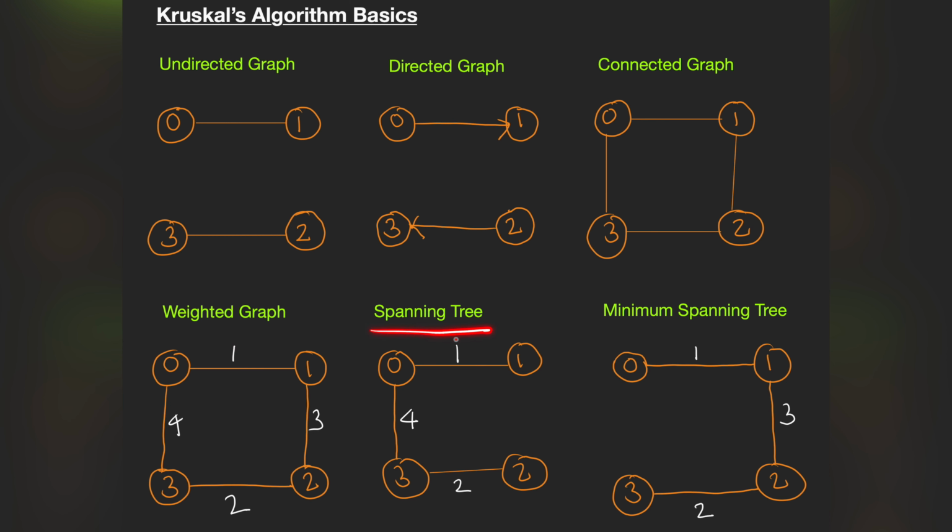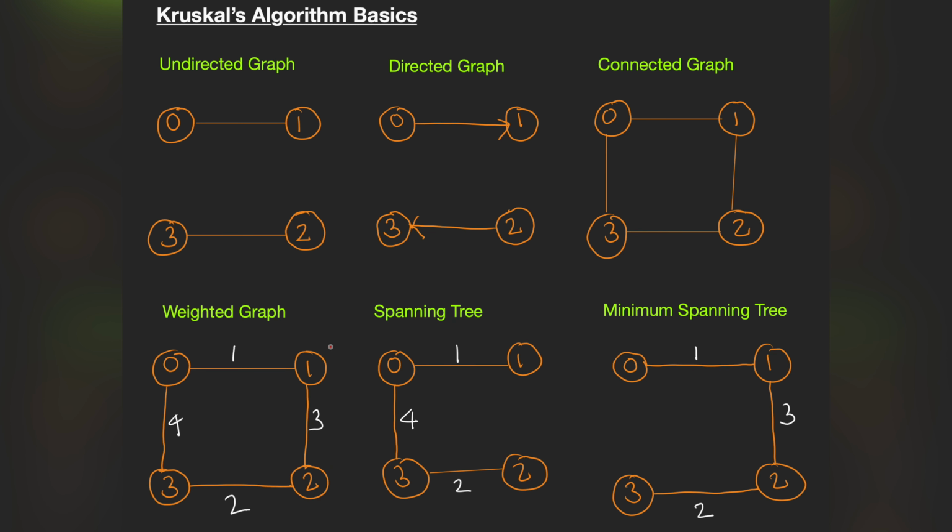A spanning tree is a subgraph of an undirected connected graph which includes all the vertices of the graph with the minimum possible number of edges. So in this case, the original graph has 4 edges to connect 4 vertices, but we can connect these 4 vertices using only 3 edges. So that's why the spanning tree will look like this.